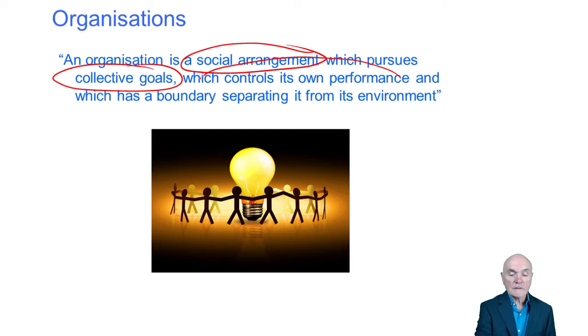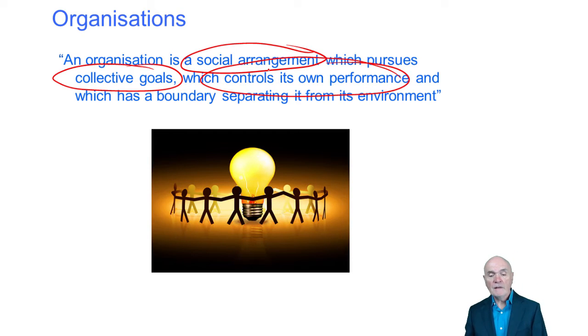Controls its own performance. Yes, we look at our own performance, and generally speaking, what you have is some sort of target or budget, and a well-managed organisation will keep under review how it is proceeding towards that target, and it will modify what it does, if necessary, to try and achieve the target.